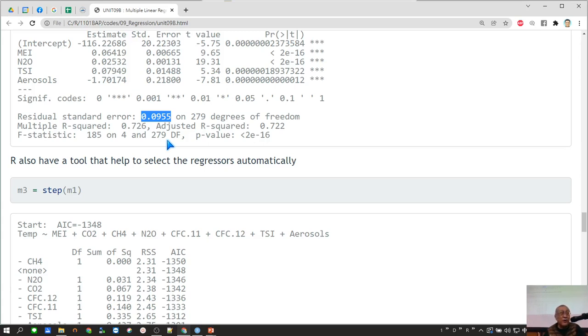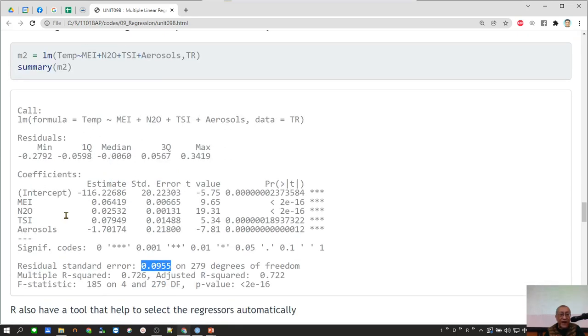But if your purpose is to estimate the effect of each of these greenhouse gases on temperature, right? If your purpose is to estimate the coefficient, if the coefficient is important to you, then you need to take care of the collinearity problem by removing the highly correlated regressor. You get my point? Okay.